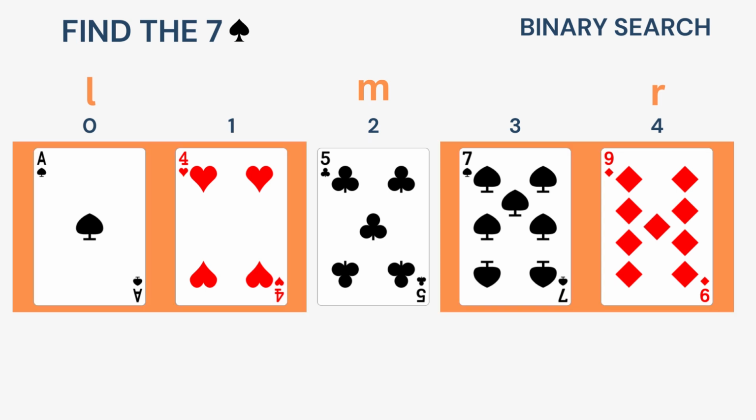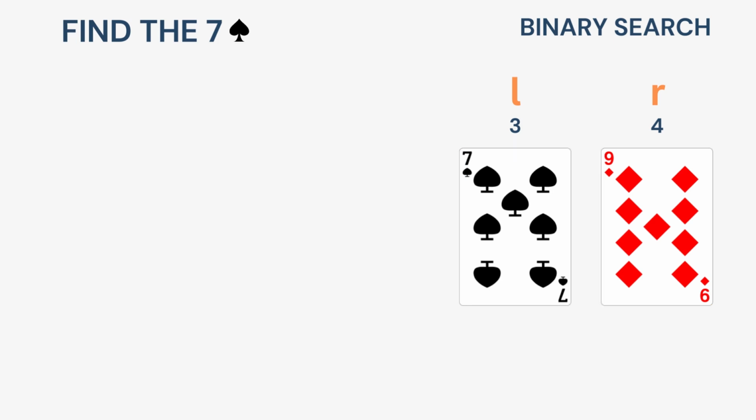Next, we split the array into two groups. First, we check the card at M. We see that the 7 of spades is larger than the 5 of clubs, so it has to be in the second group. We simply move the left over to the second group, meaning that we choose the second group. And then we repeat the process.